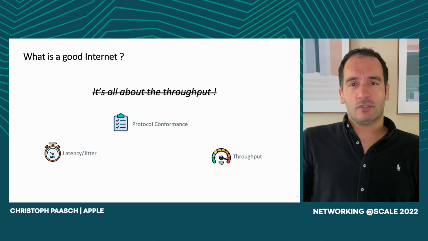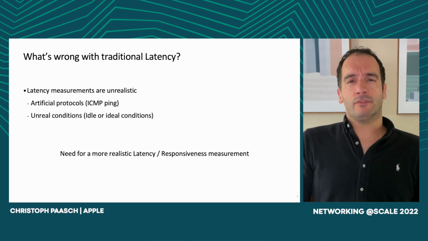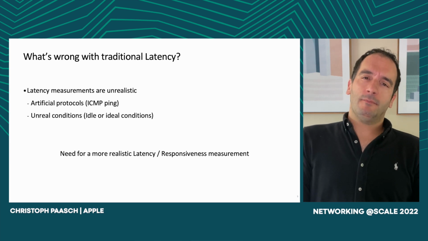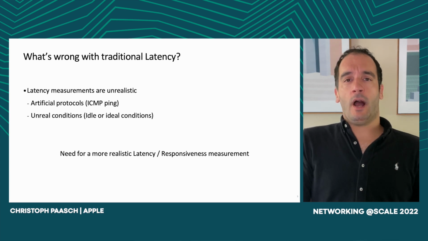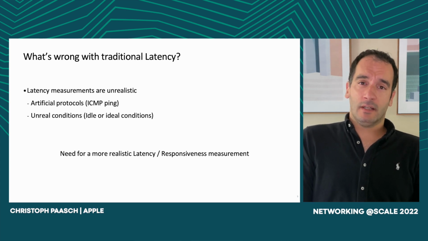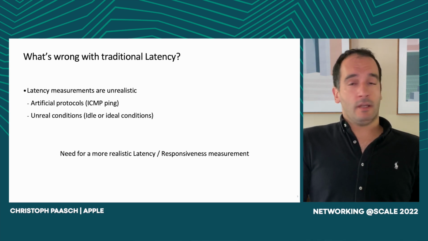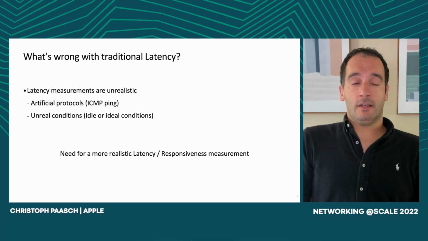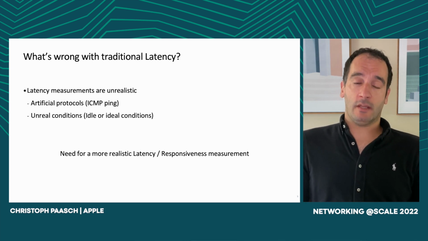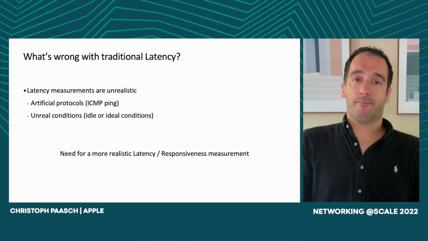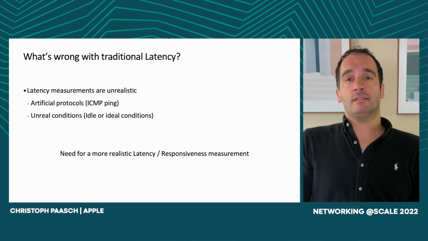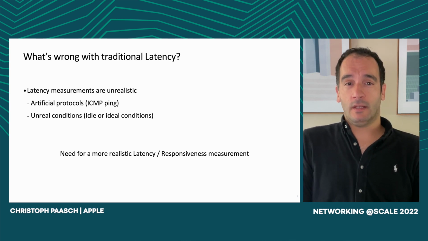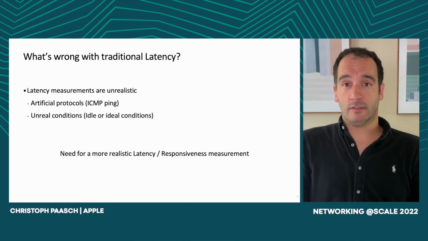So we are already used to measuring latency. So what's wrong with traditional latency? Well, one point is the tool we use to measure latency, ICMP ping. Now, when a user is browsing the web, he is not browsing the web using ICMP ping. He browses the web using HTTP, running on top of TCP or QUIC. So this use of artificial protocols means that we are not really measuring the latency of the protocols that the users are using. In the end, it is easy to prioritize ICMP packets on the internet, and it happens often.